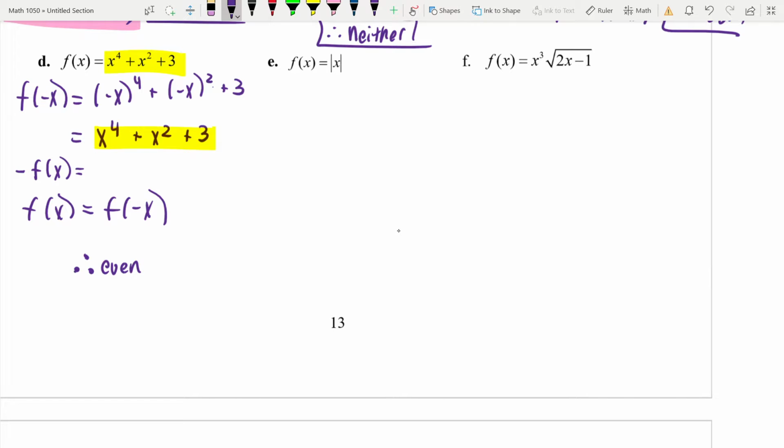Yeah. You guys, you know how you memorize all this, even, odd, neither, and everything you need to memorize in here? When you do your homework, you don't look at your notes. You make yourself remember. Is that even or odd? By the time you're done, it's memorized.